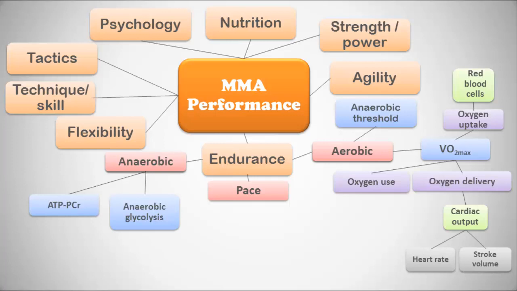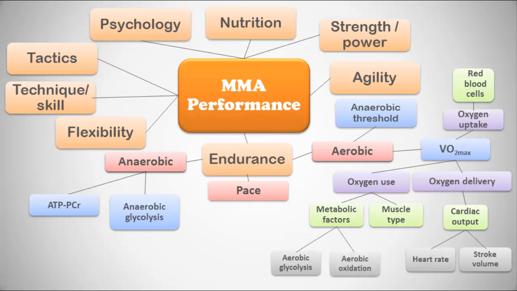Your VO2 max is also going to be influenced by oxygen use, and there's a whole bunch of factors that influence how your muscles use oxygen. It's going to be the muscle type, so type 1, type 2 fibers, and there's a whole bunch of sub-classifications of those. And then it's going to be influenced by other metabolic factors as well. Certain factors are going to include aerobic glycolysis, aerobic oxidation. So there's a lot of factors that influence your performance in the cage. It's not just endurance. That's really what we're going to focus on in this course, but just know that there's a lot of different factors that you really need to be mindful of.